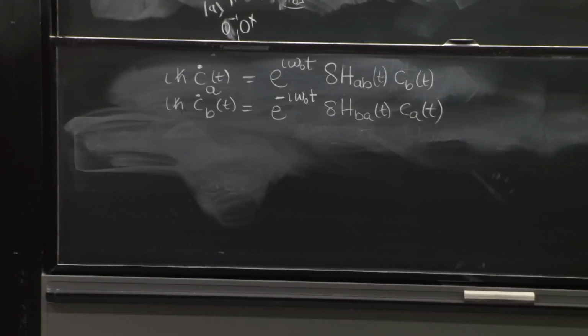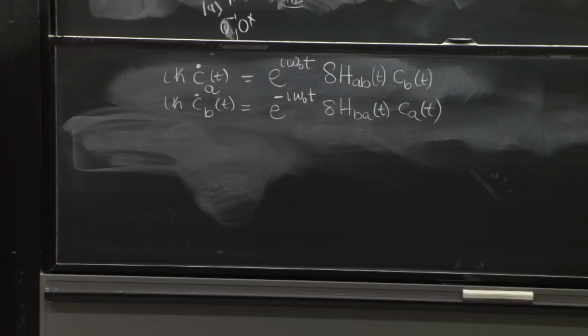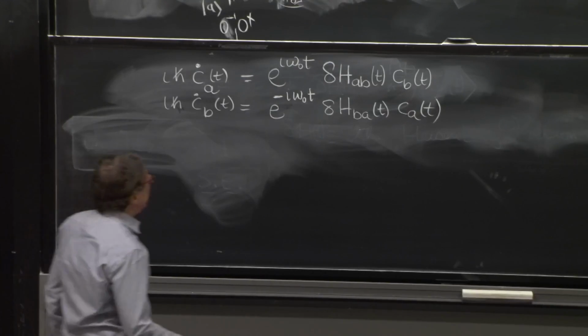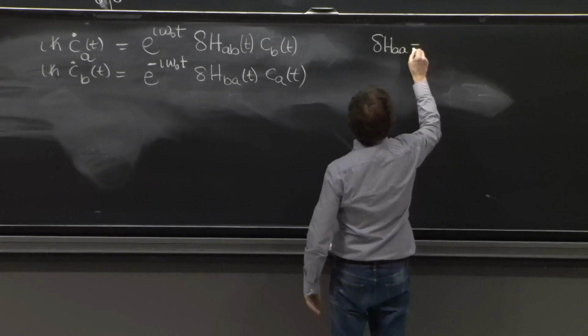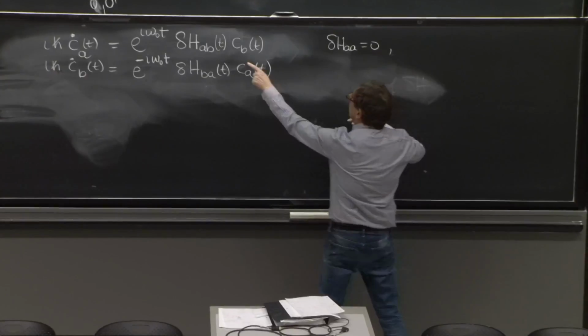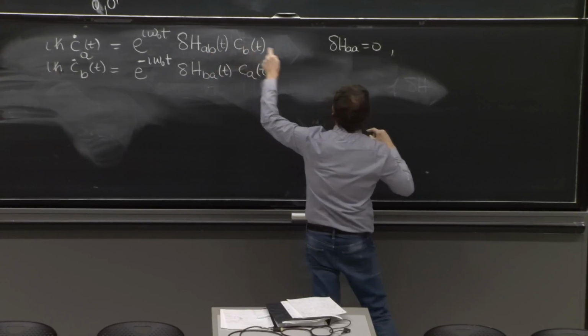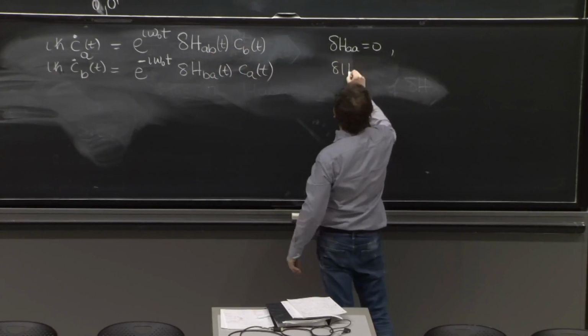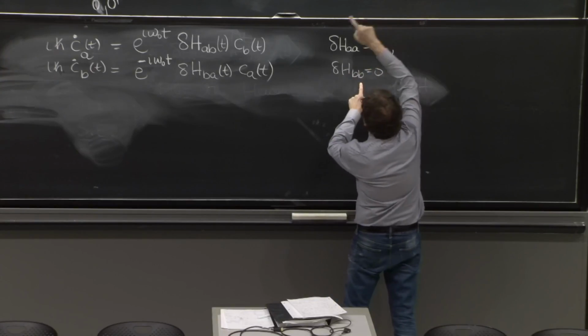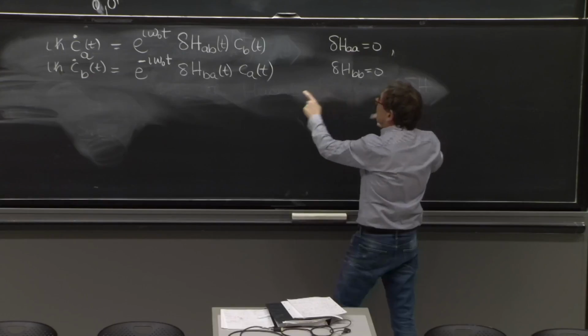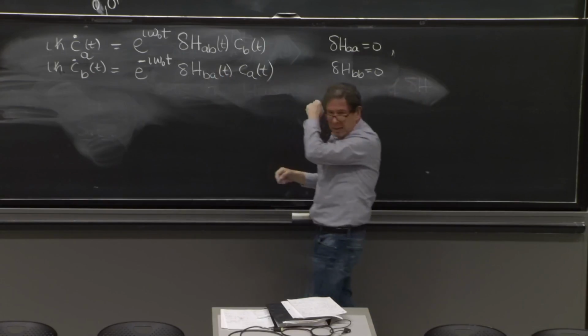Yes, Esther. Sorry? Does the perturbation vanish? Right, because delta H_AA is equal to 0, and therefore there's no coupling to C_A, and delta H_BB is 0 from that matrix element, and therefore you cannot couple B to B.